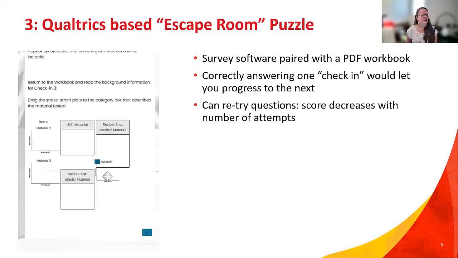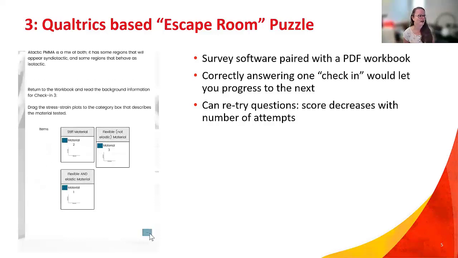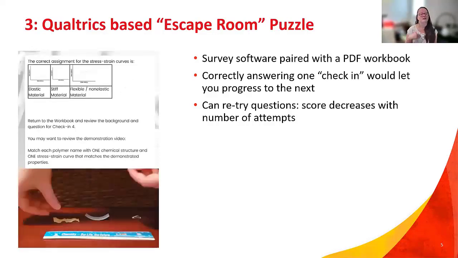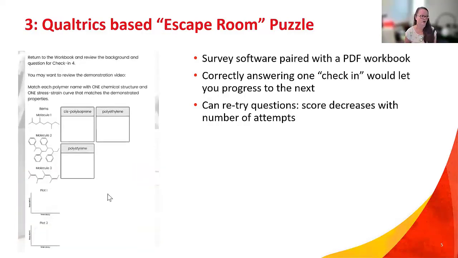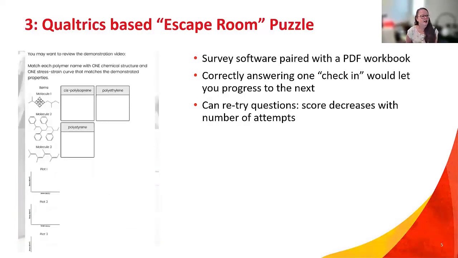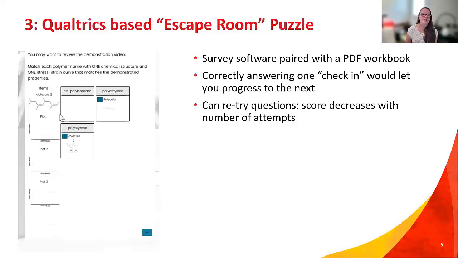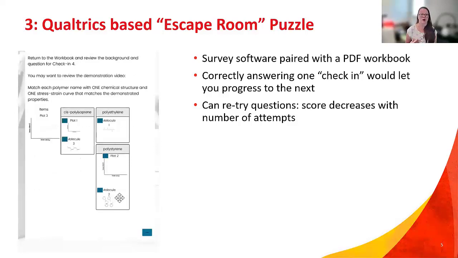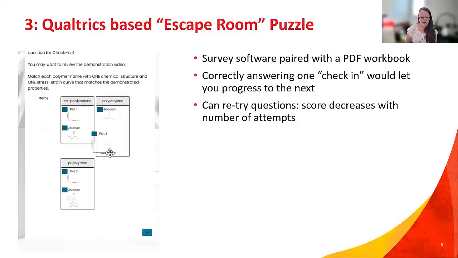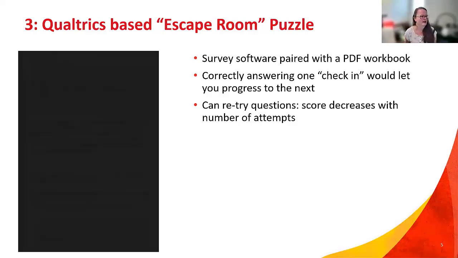Rather than having a correct answer give a clue to a lock combination like in our original escape room, answering a question correctly would just unlock access to the next question in the series in the Qualtrics survey. So groups could try each question as many times as they needed to get the answer correct, but the more attempts you had, the lower the score you got was. So if you got it right on the first try, you got full points, and then fewer points the more attempts you took to get the question right.